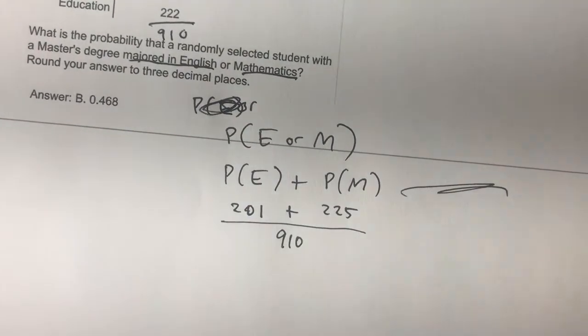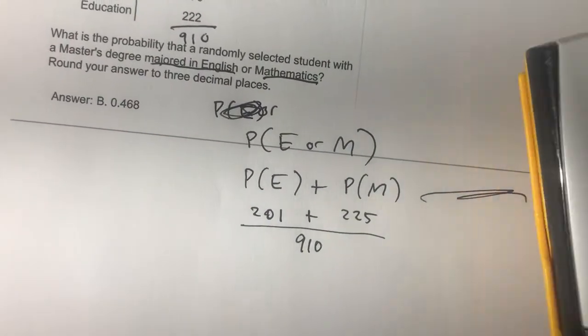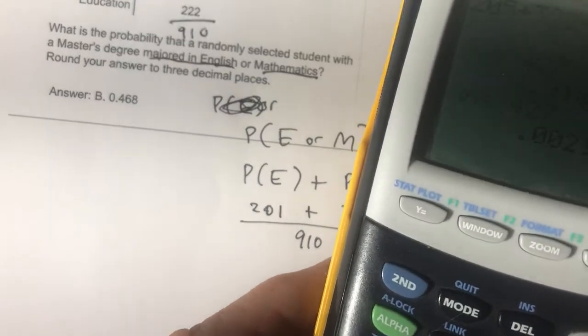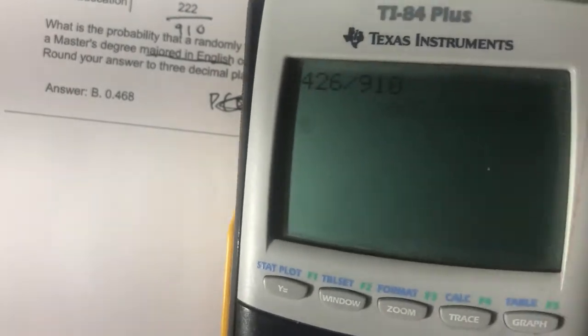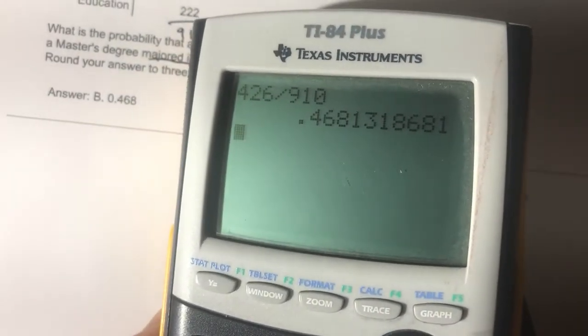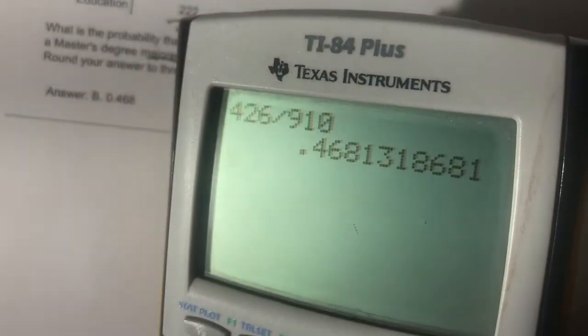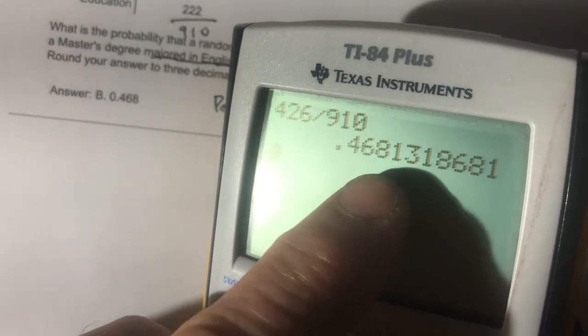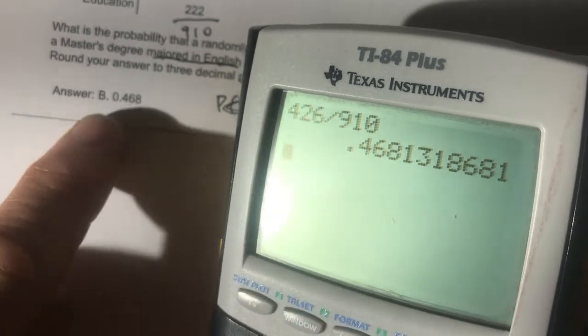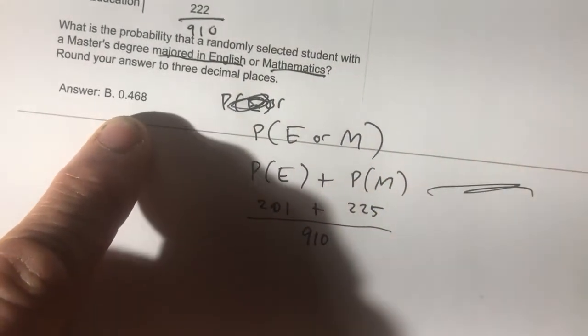Okay, so I add these two. 201 and 225 is 426. And then 426 divided by 910. And that comes up to 0.486. Oh, I'm sorry, 0.468. And the 1 does not make the 8 go up. So you can see the answer right there. We're in good shape.